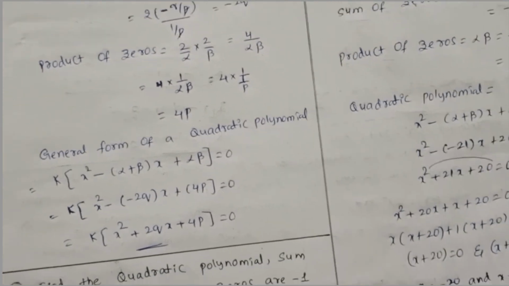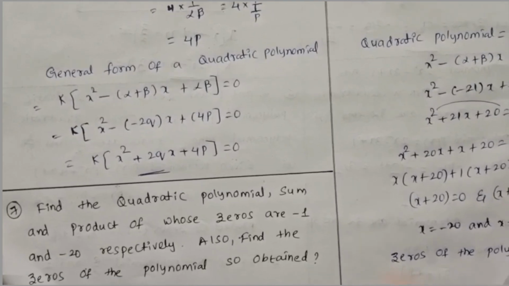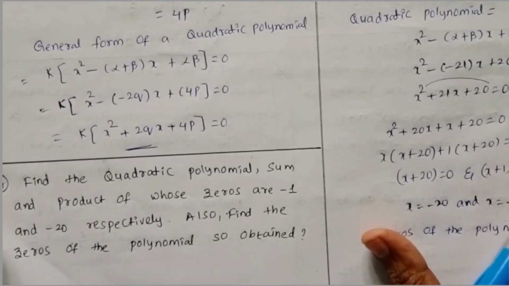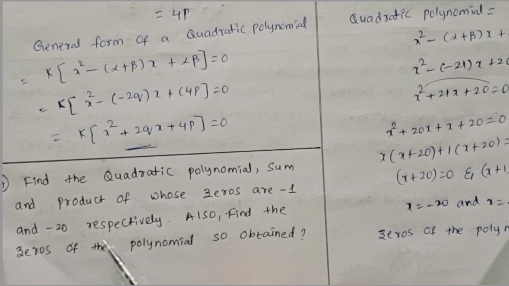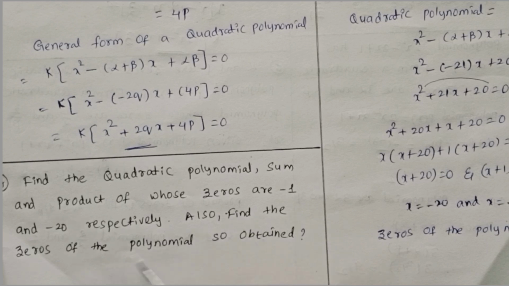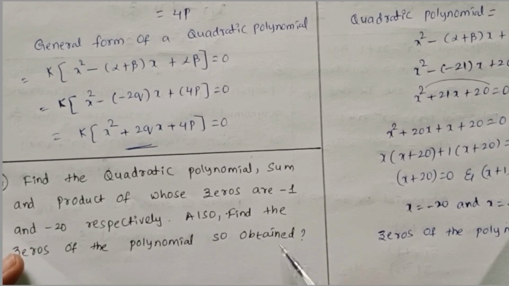Next, seventh question. Find the quadratic polynomial sum and product of whose zeros are minus 1 and minus 20 respectively. Also find the zeros of the polynomial so obtained.